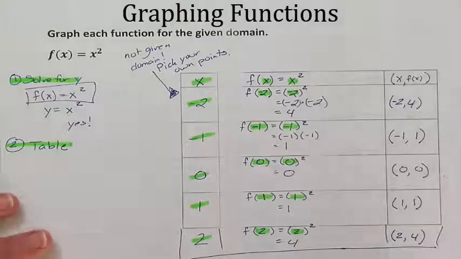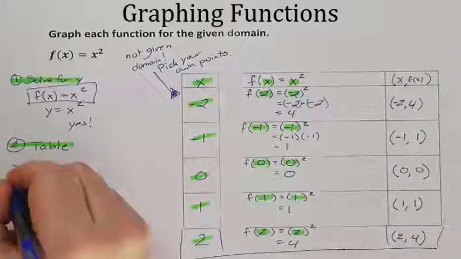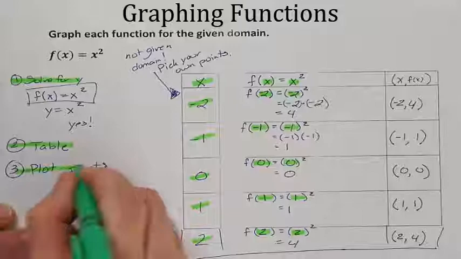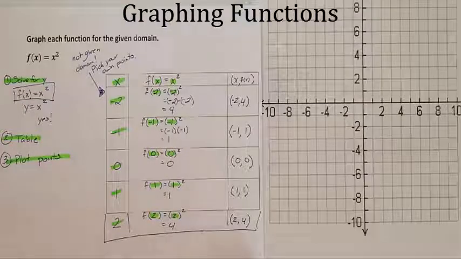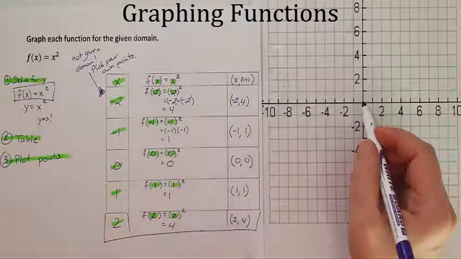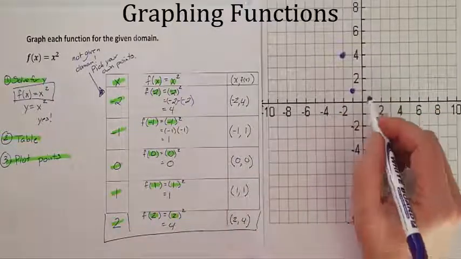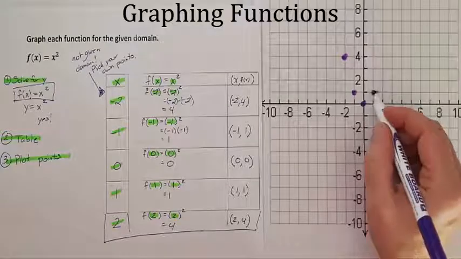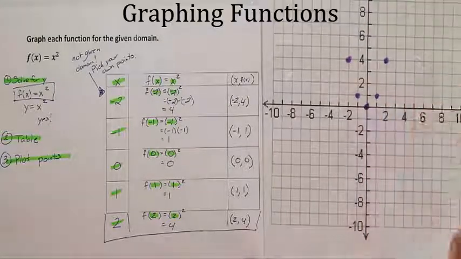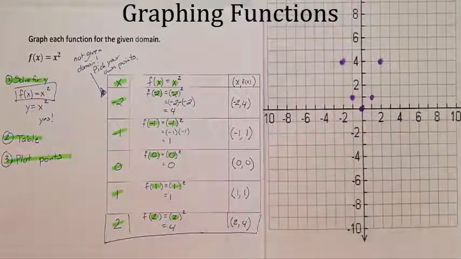So I now have 5 points that I need to graph, and step 3 is to plot those points. If we're plotting points, we need graph paper. I need to plot the point -2, 4, -1, 1, 0, 0, 1, 1, and 2, 4. So this is what my graph is starting to look like.